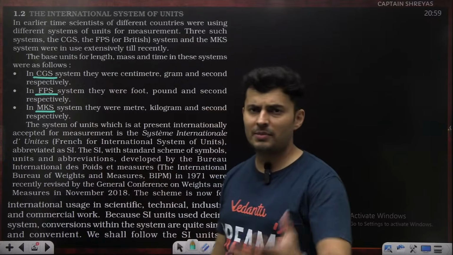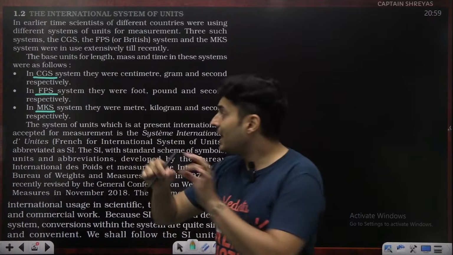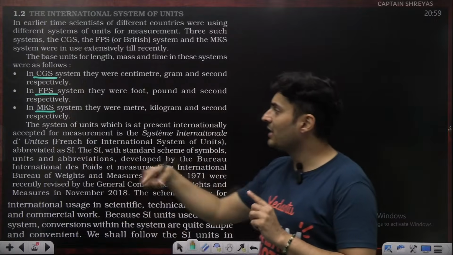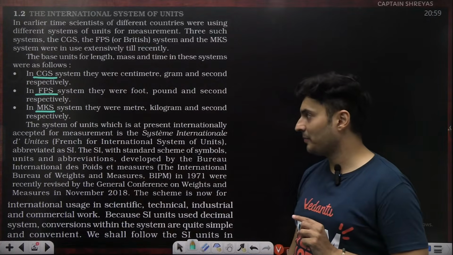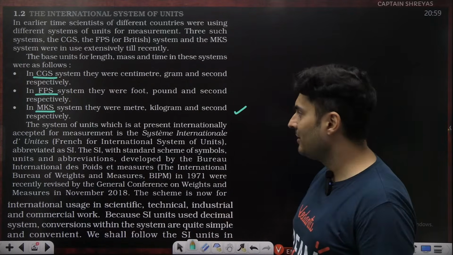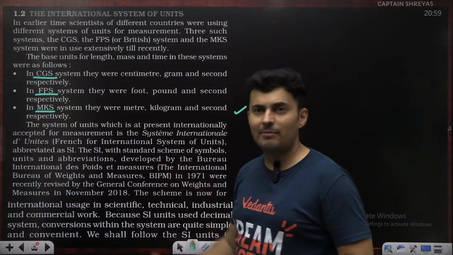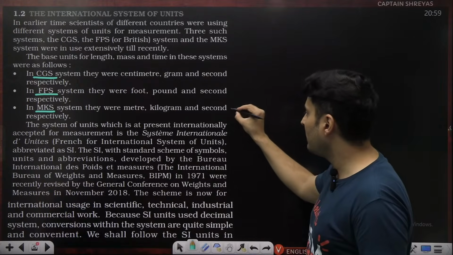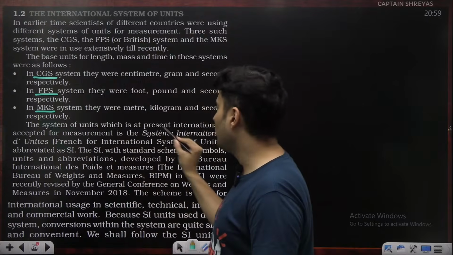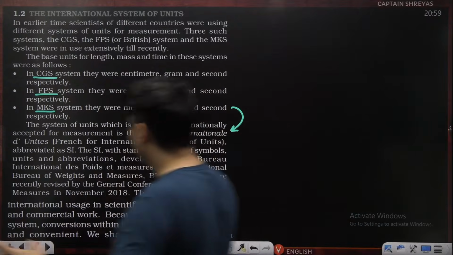MKS is also sometimes called the metric system. Mass was measured in kilogram, length was measured in meters, so M for meters, K for kilogram. Time was measured in seconds, so meter, kilogram, second system. All right. Now, the most widely used system is basically the MKS system. Right now, do we use CGS, FPS or MKS? Actually, we use a modified version of the MKS system, which is now called the system of units, the SI system. It is actually in French, but let's not get there.